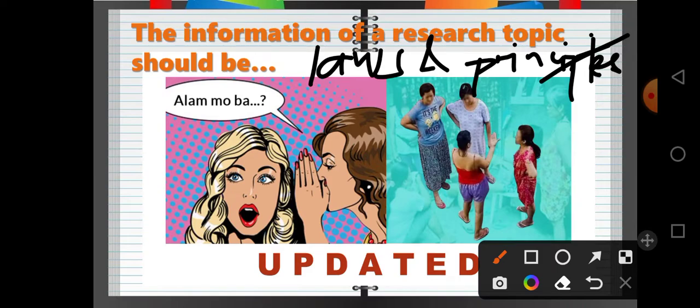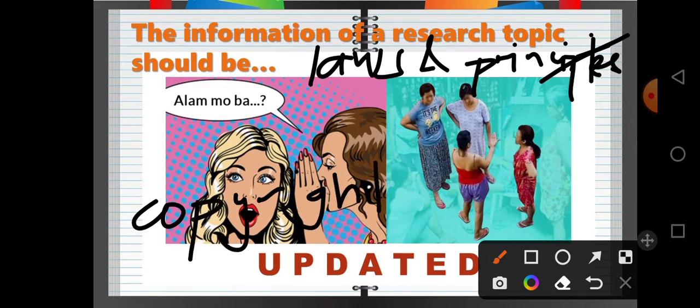So to check whether or not your information is updated, we must always check the copyright date. Okay, the copyright date of the material where you obtained your information. Or if you don't have the copyright date, then you must check the date of publication.